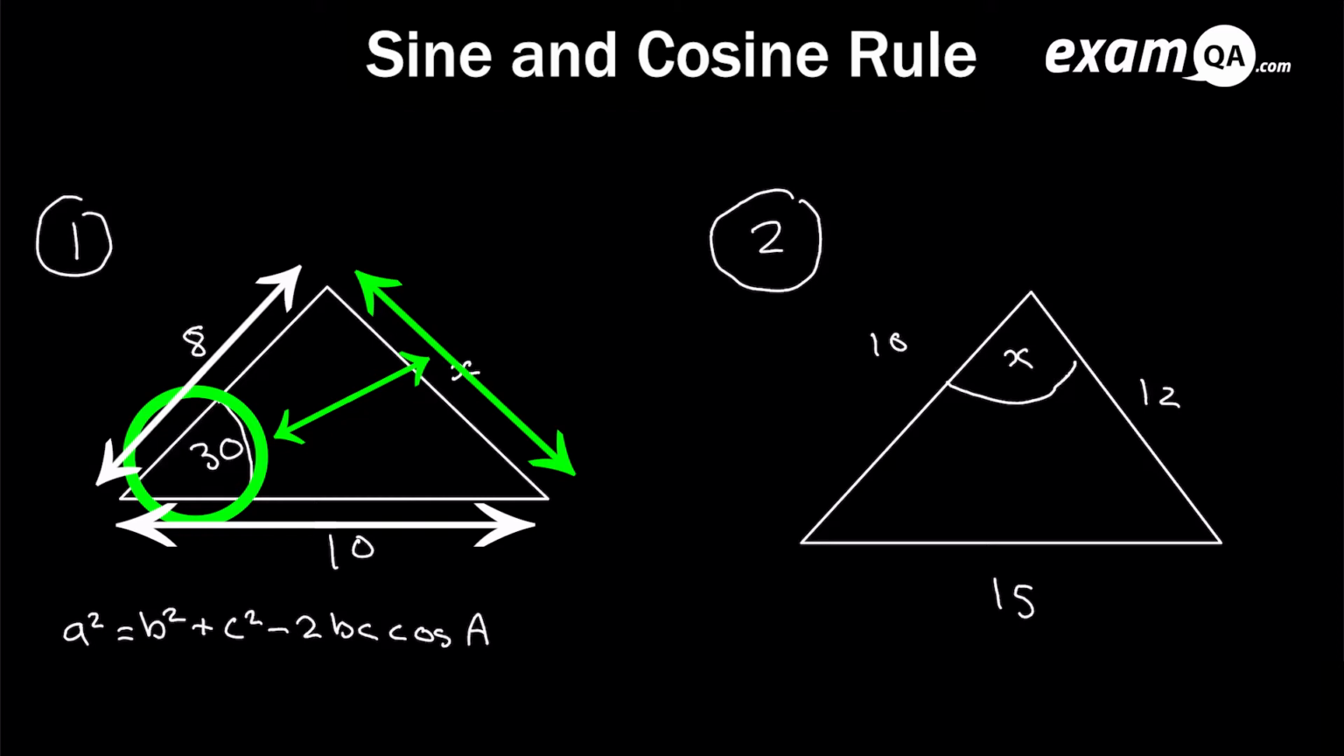In this situation, we have all three sides known. And when you have all three sides known like this, you can work out any angle. It's not just the angle I label as capital X. You can work out any of the angles.